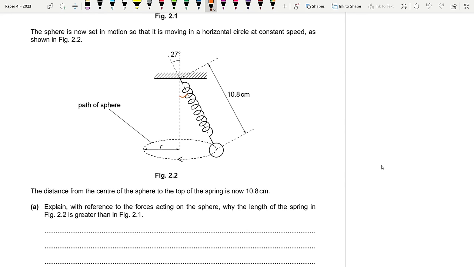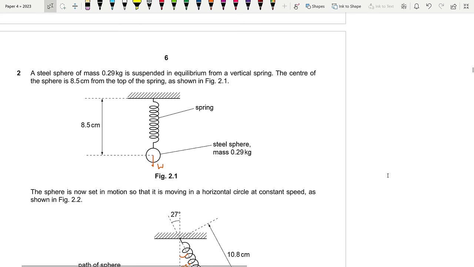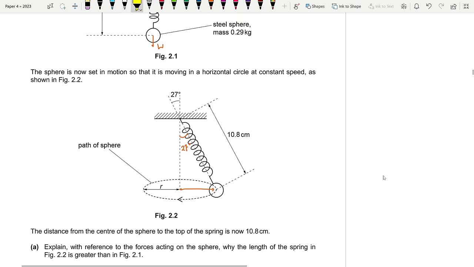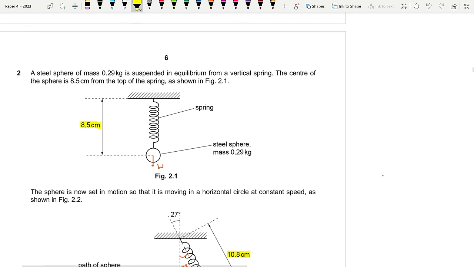This angle over here, according to geometry, vertical opposite angles, is also 27 degrees. The distance from the center of the sphere to the top of the spring is now 10.8 centimeters. Explain with reference to the forces acting on the sphere why the length of the spring in figure 2.2 is greater than in 2.1. So, beforehand, it was 8.5 centimeters. As you can see, now it is 10.8. What is the logic behind this?